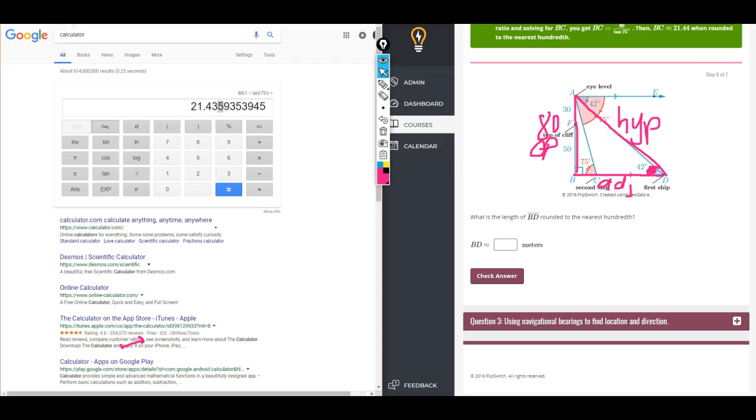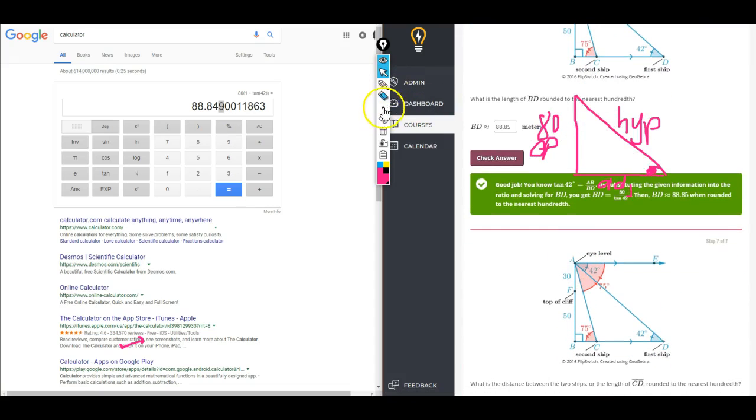So now we're going to type that into our calculator. 80 parentheses 1 divided by tangent of 42 degrees. Make sure it's in degrees. So 88.849, rounded to the nearest hundredth. Since that's a 9, this rounds the 4 up to a 5, 88.85.